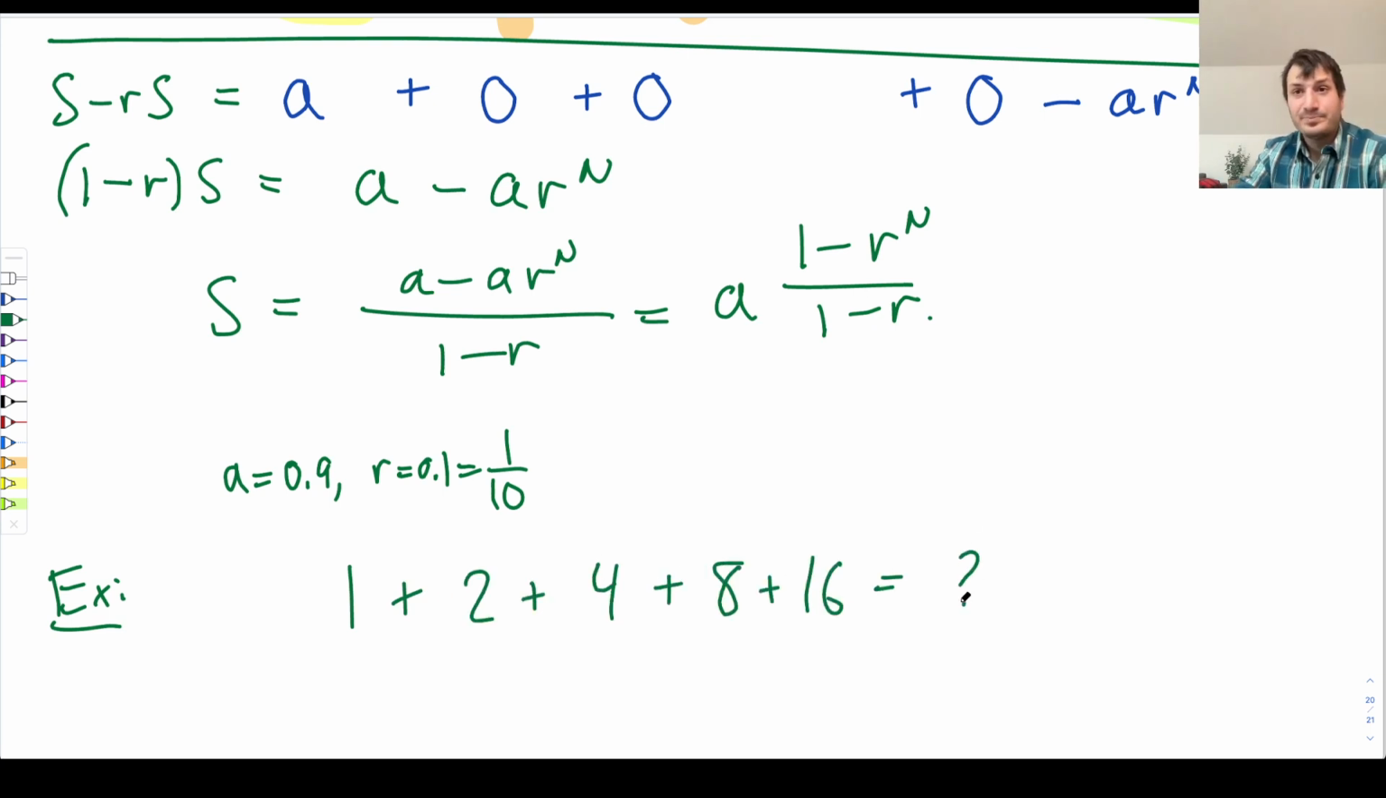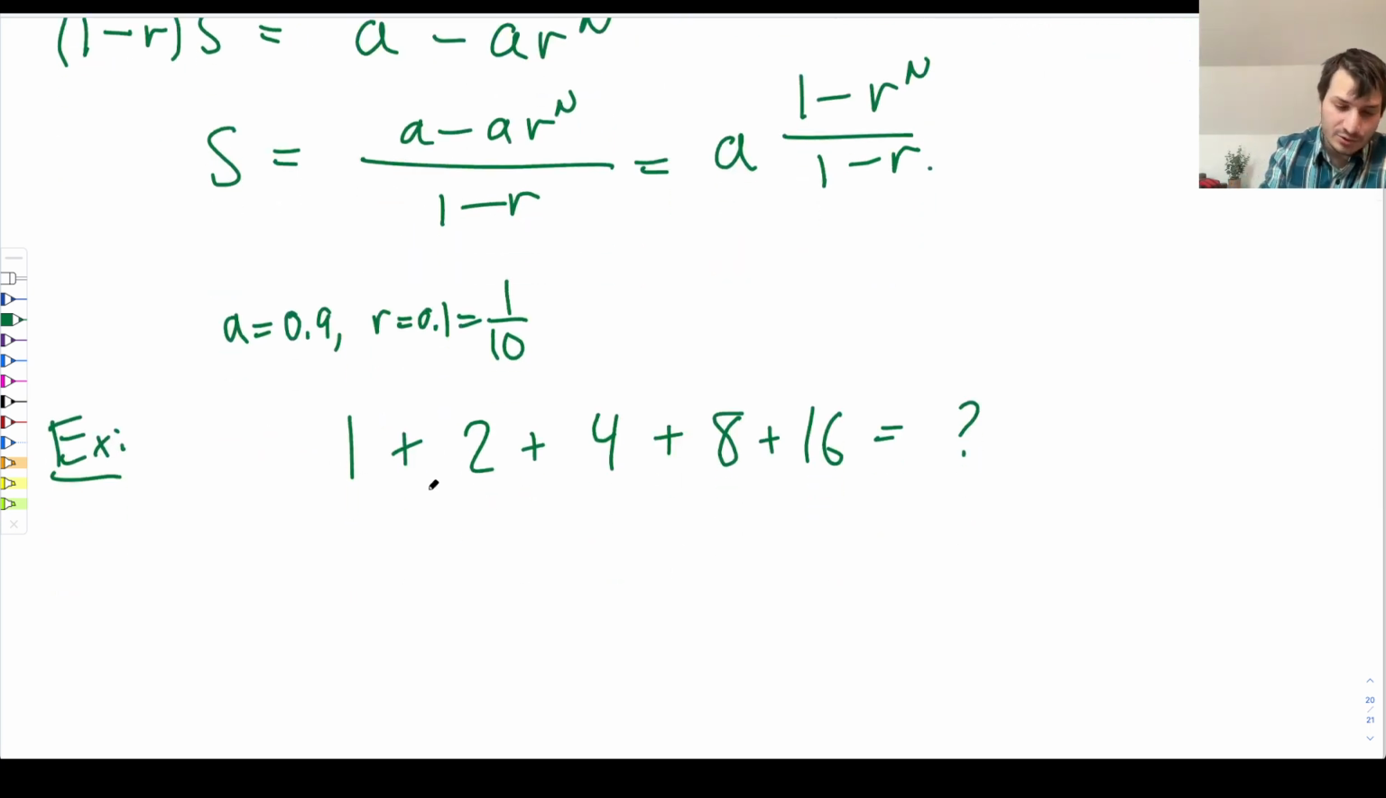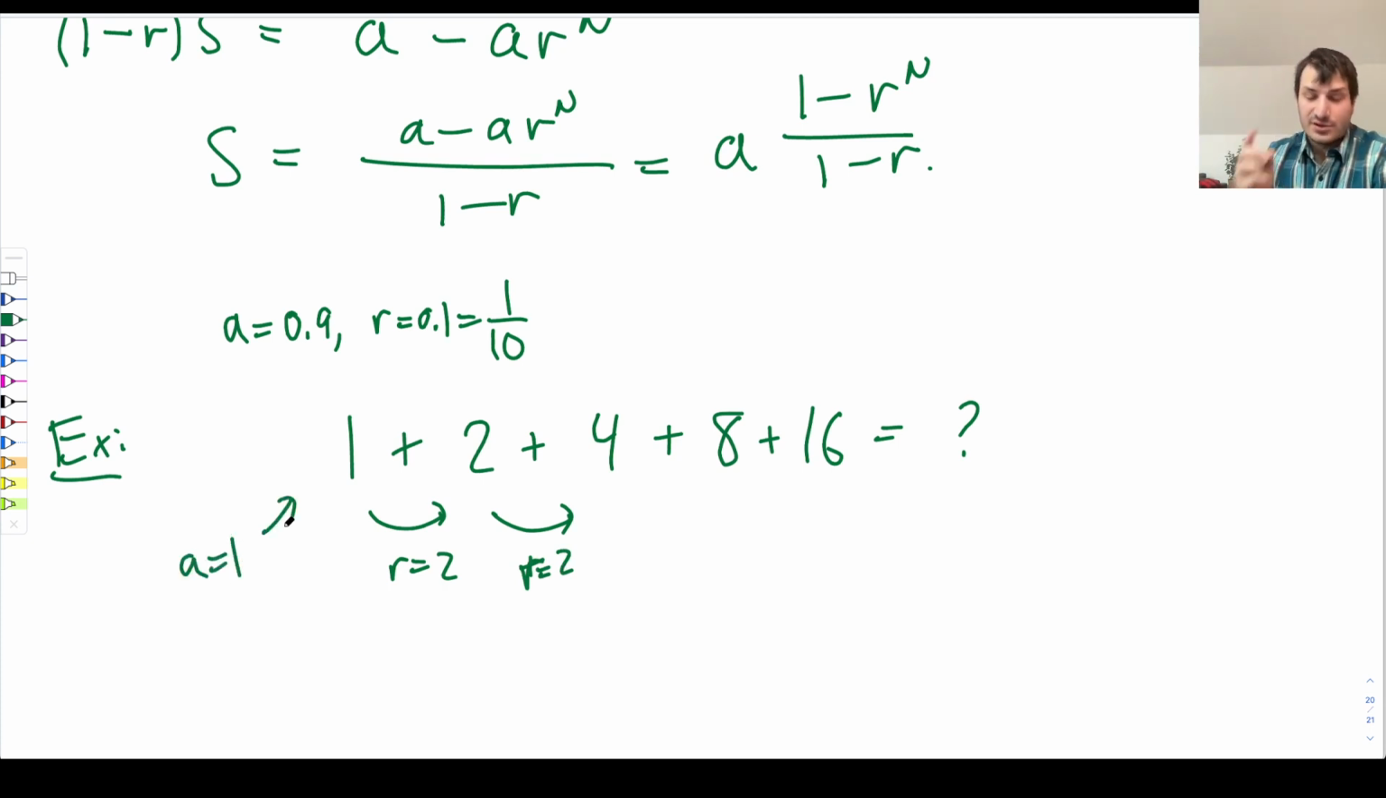What is that? So in this example, r is 2, because you multiply every term by 2 to get to the next term. 1 to 2 is multiplying by 2, 2 to 4 multiplying by 2, and so on. And a is equal to 1. The first term is 1. So what does the formula say? The sum is a, which is 1, times 1 minus r to the n. R is 2, so 2 to the n, divided by 1 minus 2.